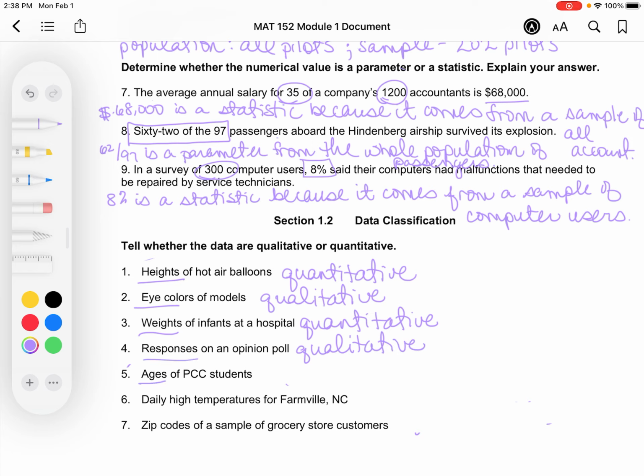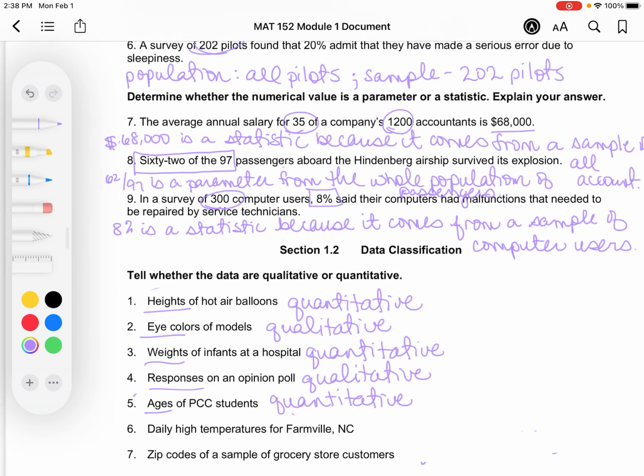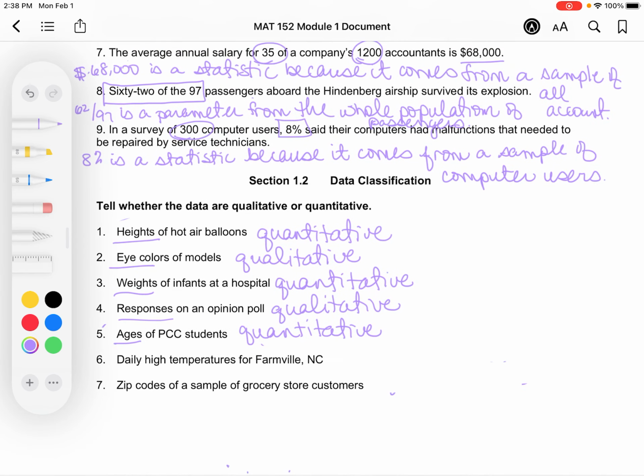Ages would be quantitative. Daily high temperatures, so temperatures, since that's a measurement, that would be quantitative. Zip codes of a sample of grocery store customers. Zip codes are actually numerical representations for geographical regions, and it would not make sense to take the average zip code even though they are numbers. So that makes this qualitative.